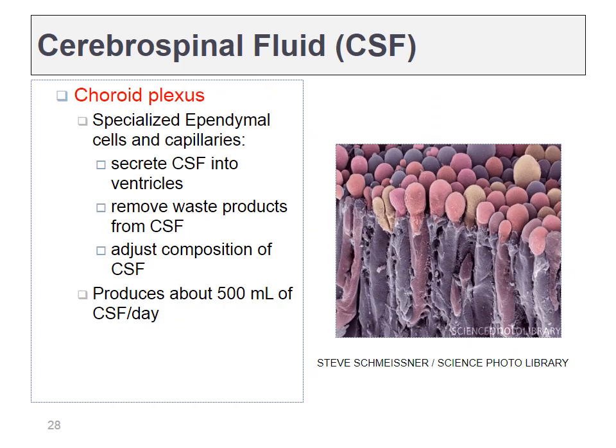Cerebrospinal fluid is made in specialized structures called the choroid plexuses. These are groups of ependymal cells that make large amounts of cerebrospinal fluid, about half a liter every day. They make it by filtering out water and nutrients from the bloodstream.